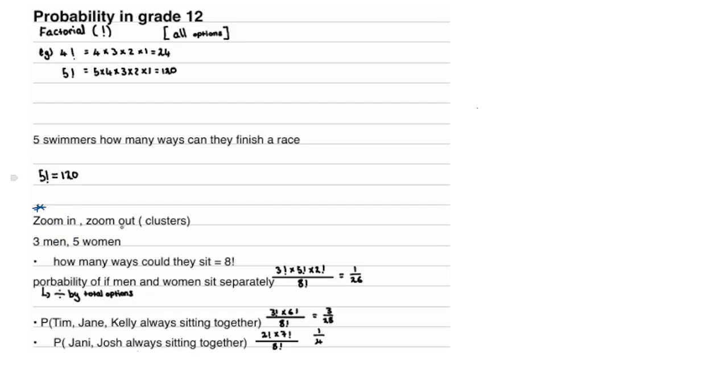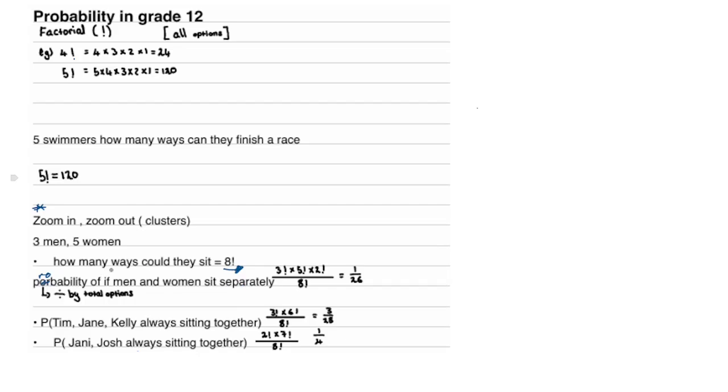One method I find really helpful that's changed the game for the students that I teach is what I call the zoom in, zoom out method, whenever there's groups or clusters of something. And so let's just say there's 8 people, there's 3 men and 5 women. How many ways could they sit? It would just be 8 factorial. I haven't put any restrictions on it, so they could sit in any order. What's the probability of if men and women sit separately?